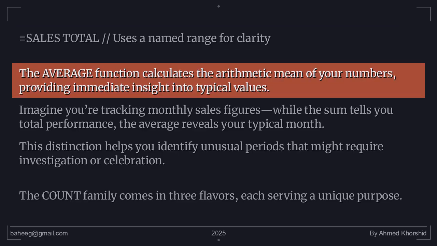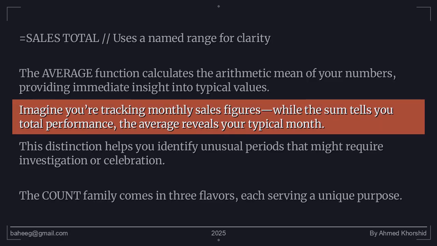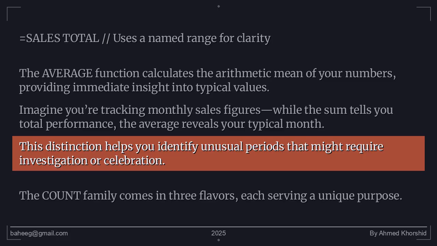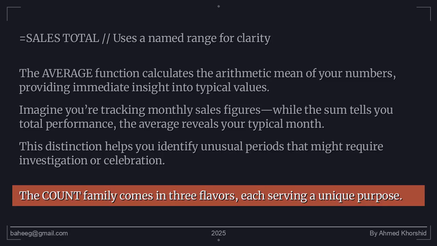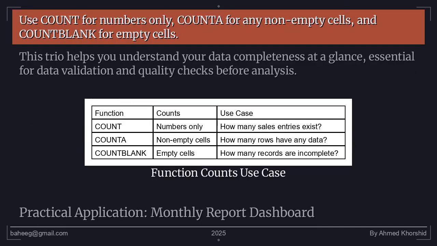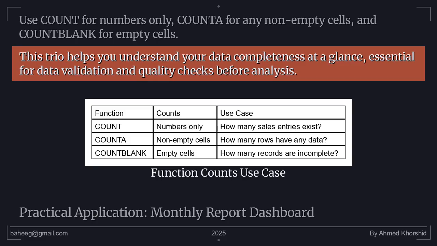The AVERAGE function calculates the arithmetic mean of your numbers, providing immediate insight into typical values. Imagine you're tracking monthly sales figures, while the sum tells you total performance, the average reveals your typical month. This distinction helps you identify unusual periods that might require investigation or celebration. The COUNT family comes in 3 flavors, each serving a unique purpose. Use COUNT for numbers only, COUNTA for any non-empty cells, and COUNTBLANK for empty cells. This trio helps you understand your data completeness at a glance, essential for data validation and quality checks before analysis.